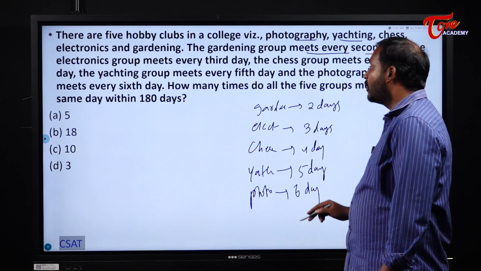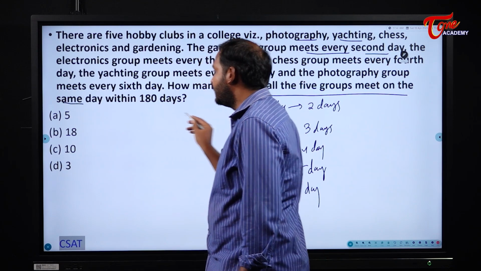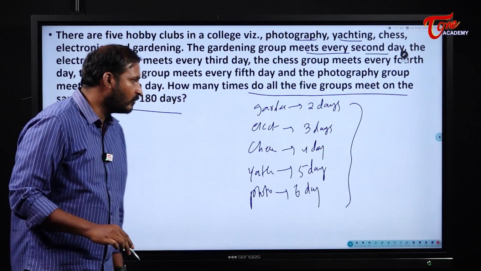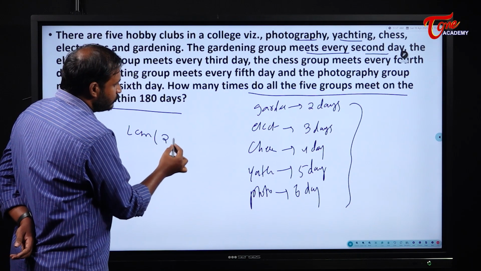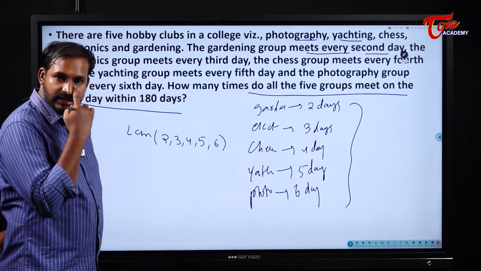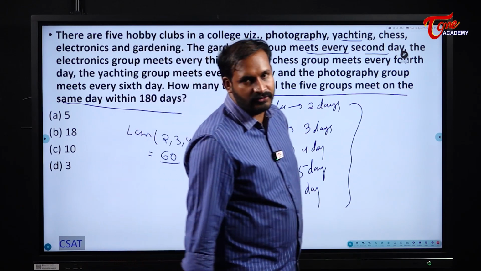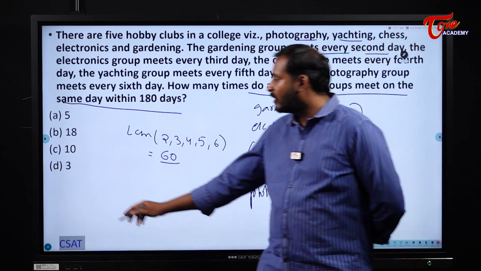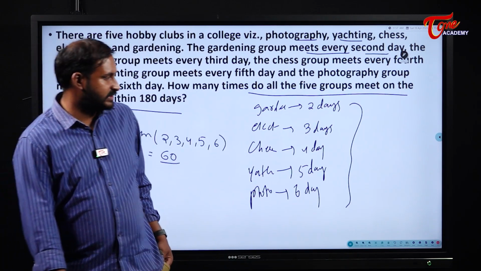In how many times do all the 5 groups meet on the same day within 180 days? So here they have given us the time frame. Already we know how to find the LCM of these times. LCM of 2, 3, 4, 5 and 6. Just now we calculated it, 60. That means on every 60th day they all will meet together. So in 180 days, how many times will they meet together? 3 times.